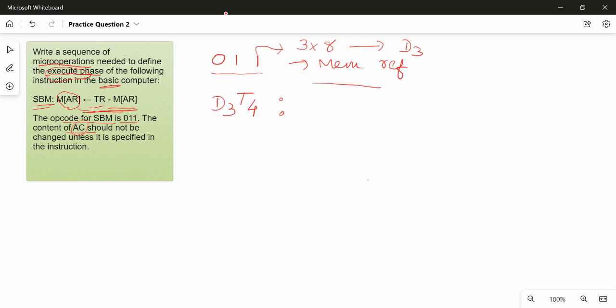As you know, in the basic computer, memory words cannot be processed directly. So, if you want to perform any operation on the content of a memory word, you have to read that value usually in the data register DR. So, let us start with that logic. So, the first micro operation should be DR ← M[AR].